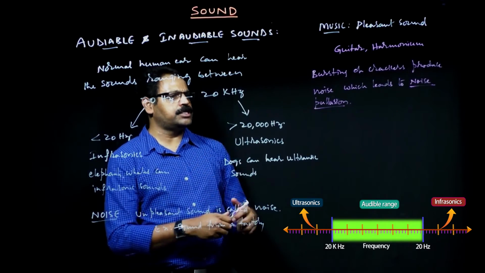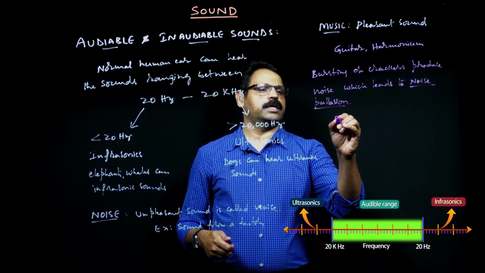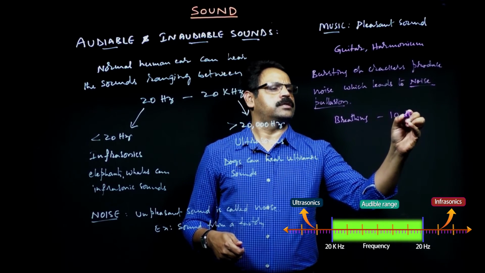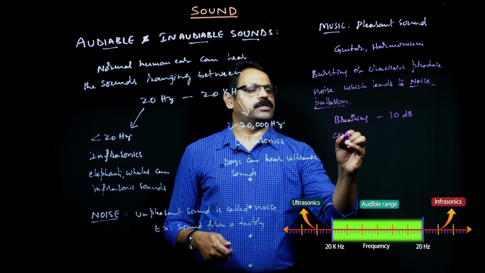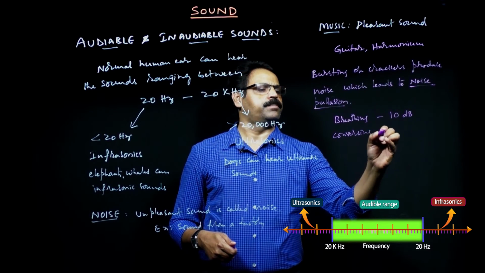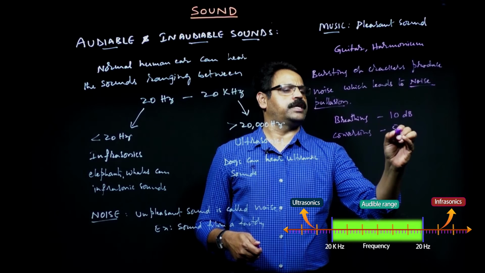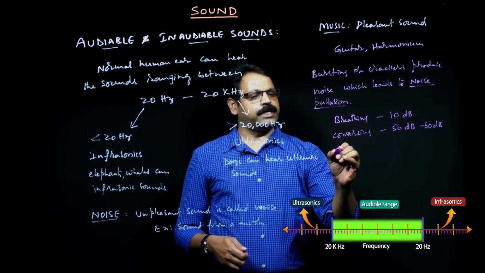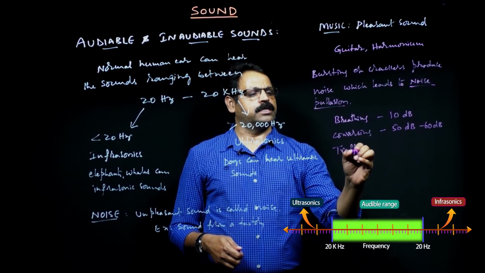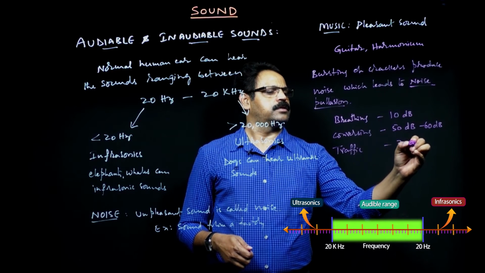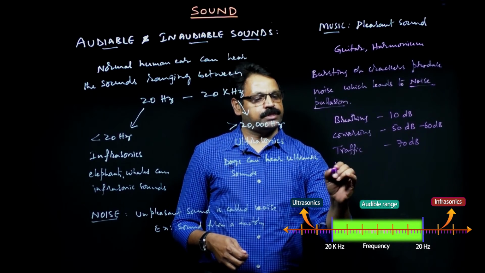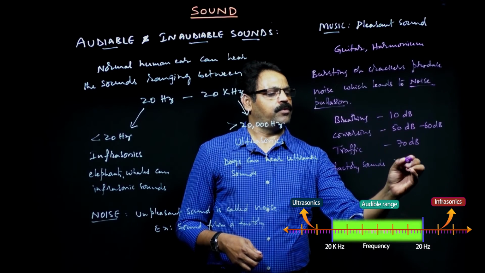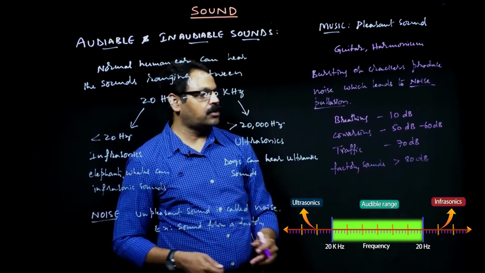Generally, when you come to the limits, normal breathing is in the order of 10 decibels, whereas when we converse with other people, just plain talk, is in the range of 50 to 60 decibels. Traffic is in the order of 70 decibels, whereas factory sounds, as I said, are above 80 decibels. That means it is intolerable.